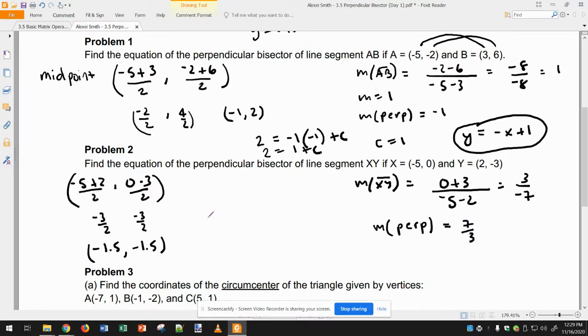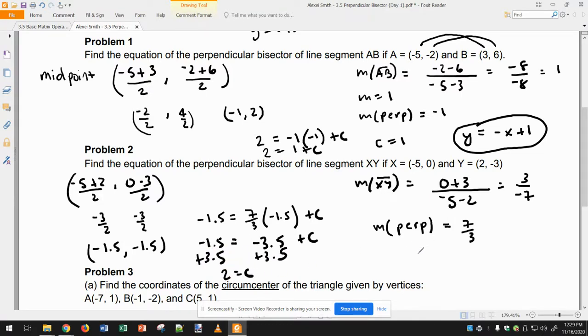Okay, now we plug in y is negative 1.5 equals the slope times the x plus c. And now I'm going to bust out my calculator. 7/3 times negative 1.5 is negative 3.5. And then add 3.5 to both sides. So this is equal to 2. Okay, so then our equation is y equals 7/3 x plus 2.